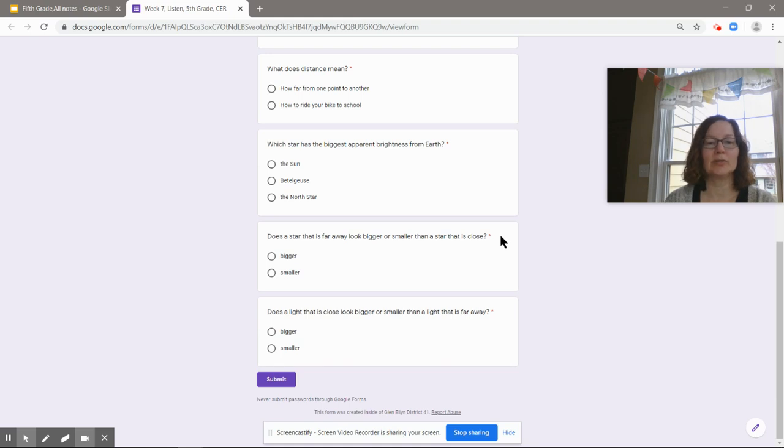Does a star that is far away look bigger or smaller than a star that's close? Read this carefully, listen carefully. Does a star that is far away look bigger or smaller than a star that is close? Bigger or smaller? And then, does a light, like a flashlight, that is close, think of a flashlight that's close to your face, does it look bigger or smaller than a light, like a flashlight, that's far away? And when you're done, you'll click on Submit.